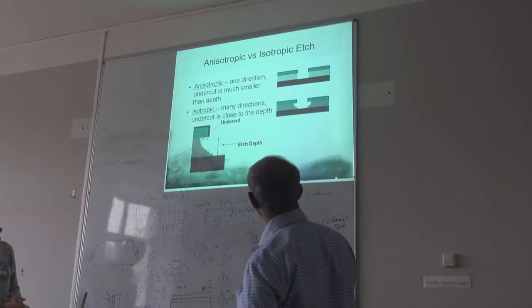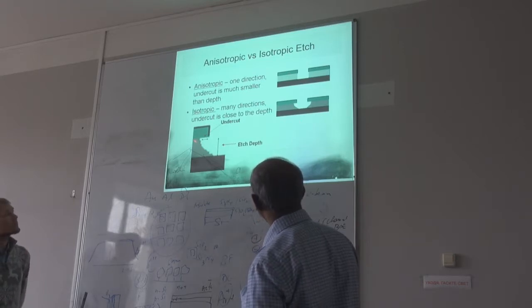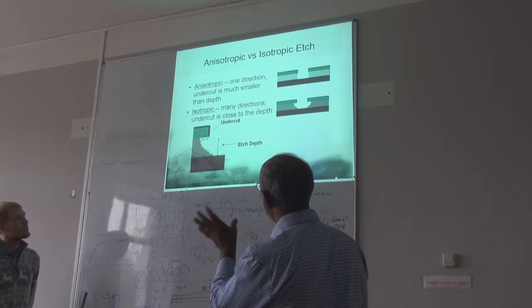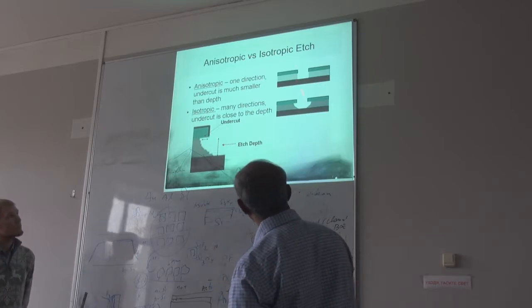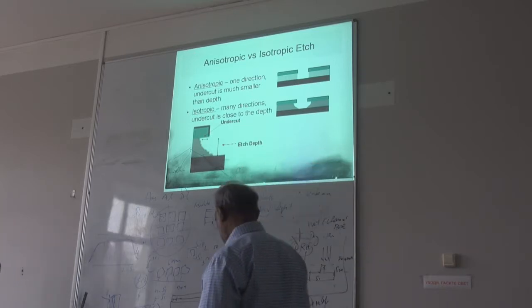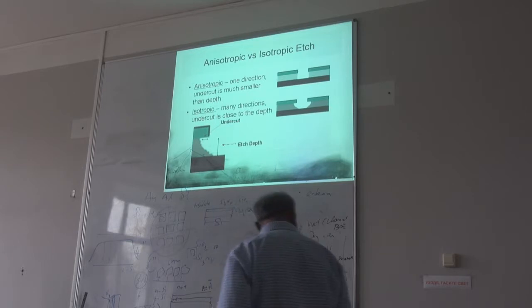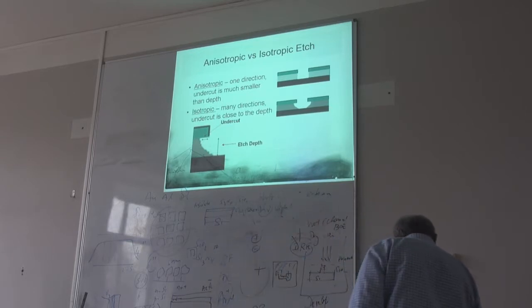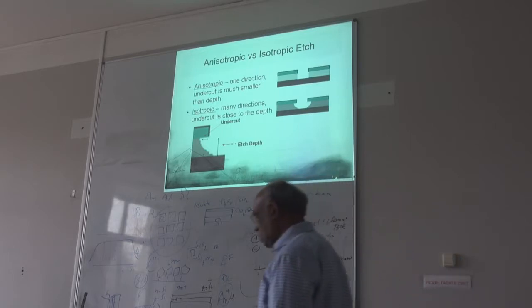Here's a nice example of anisotropic versus isotropic. You can see this is the undercut, this is the edge taper. So they should be kind of, so it's not like coming straight like that. Okay.